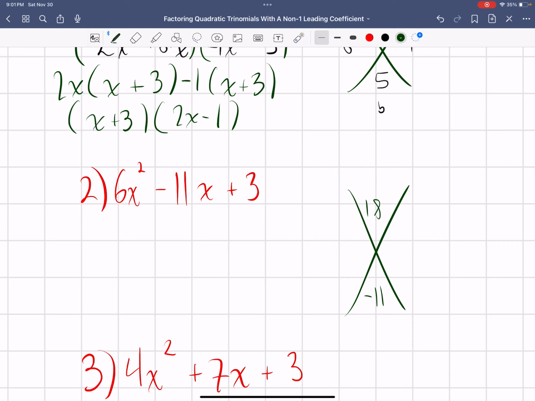So let's see, what multiplies to 18 but adds to -11? Well, that would be -9 and -2. We can double check. -9 times -2, that's 18. -9 plus -2, -11. So again, we'll take this original expression that we had. We'll leave the first term alone and leave the last term alone, but we'll replace the minus 11x with minus 9x minus 2x using the two numbers that we found. So minus 9x minus 2x, and then we'll just factor by grouping.